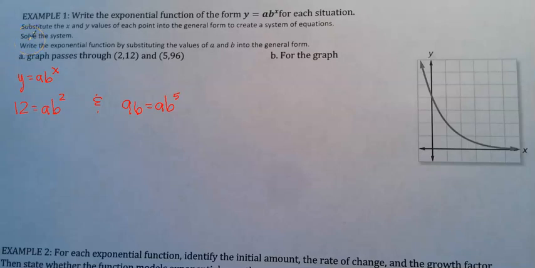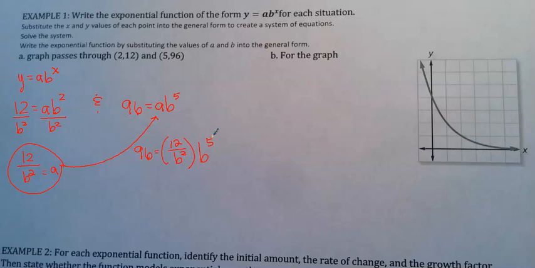Then we're going to solve the system. In that case, we're going to have to solve for one of our variables. So I'm going to solve for a here. I'm going to divide by b squared, so I'm going to get 12 divided by b squared equals a. Once I have this, I've solved for one of my variables, so I'm going to put it in my equation over here. So now I've got 96 equals a, which is 12 over b squared, so 12 divided by b squared times b to the 5th.